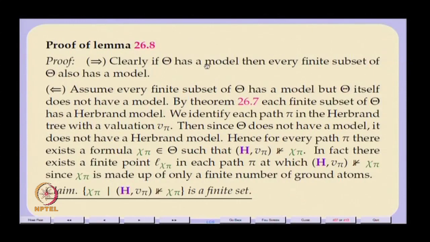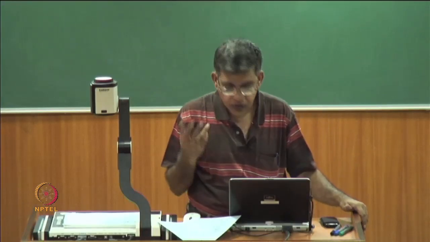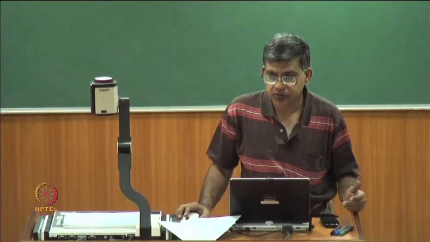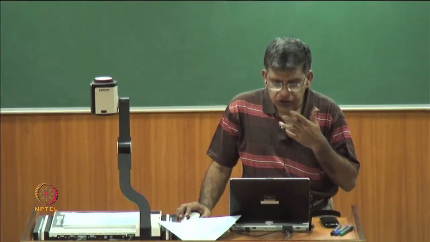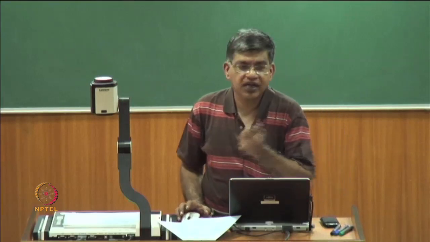One direction is easy: it is an if and only if, but if theta has a model, then every finite subset of theta also has a model. And in particular, by Herbrand's theorem, we need to concentrate only on the Herbrand models. So, it is enough to consider only the Herbrand tree of interpretations. What we will do is assume that every finite subset of theta has a Herbrand model, but theta itself may not have a model, and then we will prove that there is a contradiction. So, this is equivalent to saying: assume every finite subset of theta has a Herbrand model, but theta itself does not have a Herbrand model.